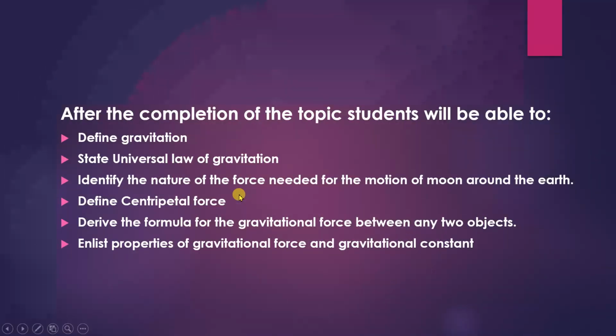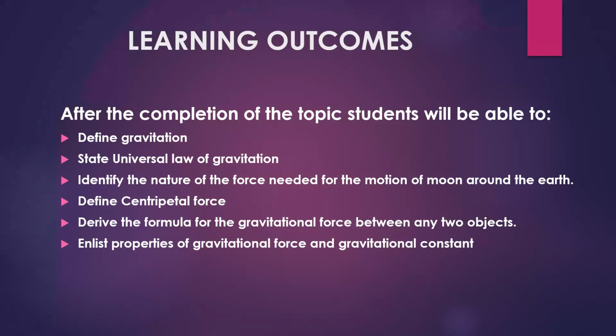So students, let's check, have you obtained your learning outcomes? Yes. Can you define now the gravitation? The force of attraction? Yes, it's not repulsion, it's only the attraction between any two objects. State the universal law of gravitation. Yes, we have learned this, that F is equal to G m1 m2 upon r square, and this universal law says that force between the two objects is directly proportional to product of the masses and inversely proportional to square of the distance between them.